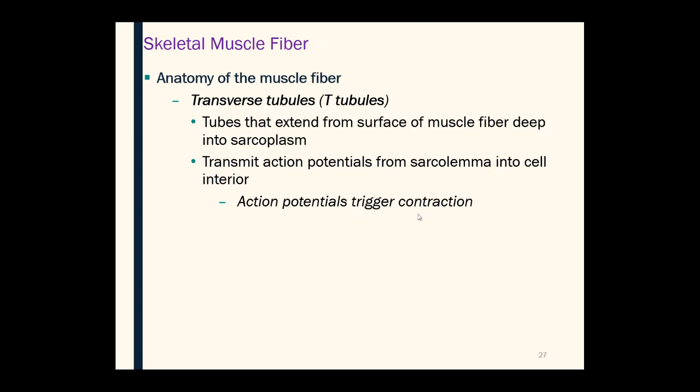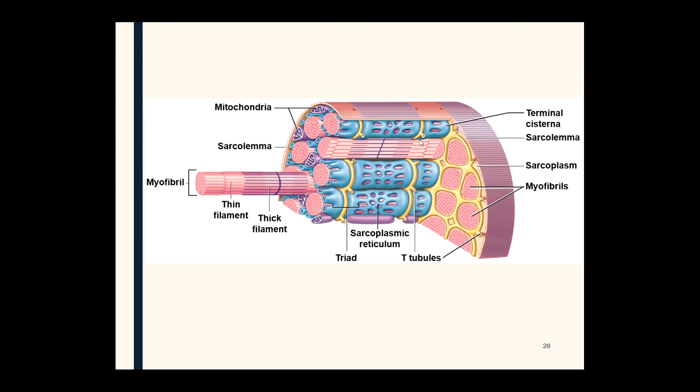Now, one of the things about the skeletal muscle fiber is that the electrical impulse, the action potential, will travel along the sarcolemma. And watch this. Here's the sarcolemma here. These red dots represent proteins in the muscle that cause the muscle fiber to contract. If the electrical impulse only traveled along the sarcolemma here on the edge, only these protein fibers would be stimulated to contract. We need all of these protein fibers to contract.